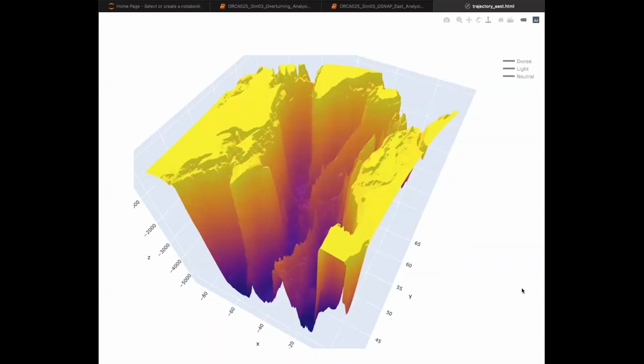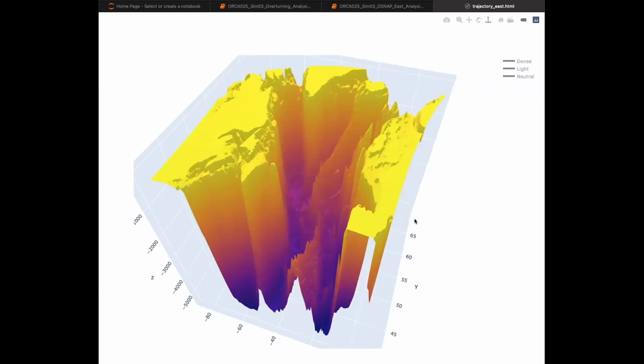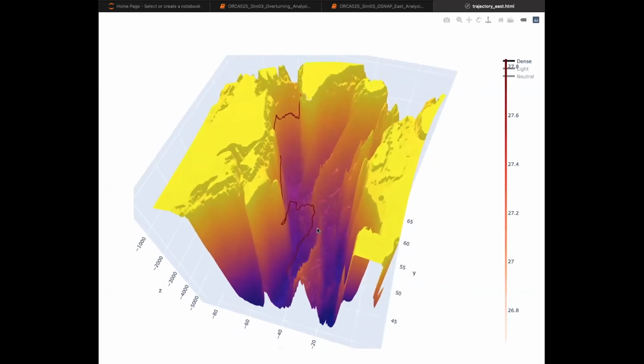What I wanted to do is show you what some representative trajectories look like in three-dimensional space. So this is the model bathymetry of the subpolar North Atlantic. And what I wanted to show you, firstly, is the dense water pathway in three-dimensional space.